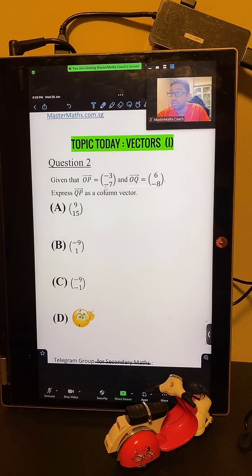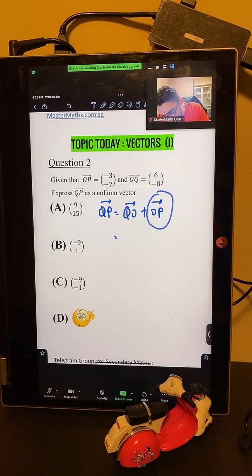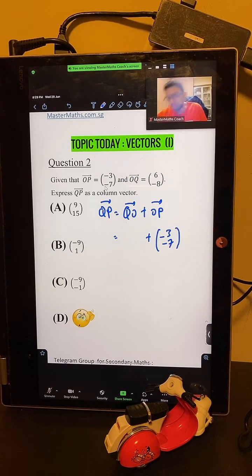Let's go. Now, to find the vector QP, we can break this up into two separate vectors, QO and OP. And we already have OP very nicely, and that is -3 and -7. So that's super nice for us. So OP settled. Now, the only small problem we have is the vector QO, which is not a very big, impossible challenge for us.